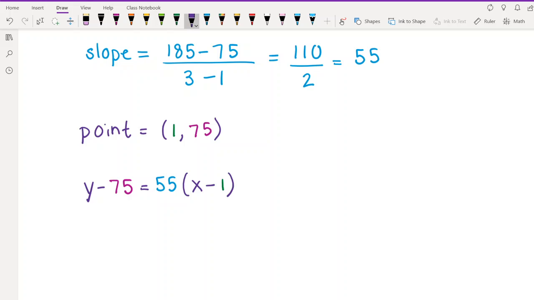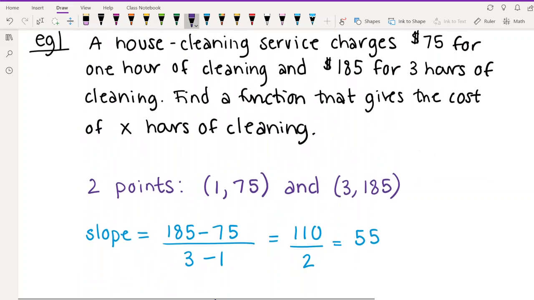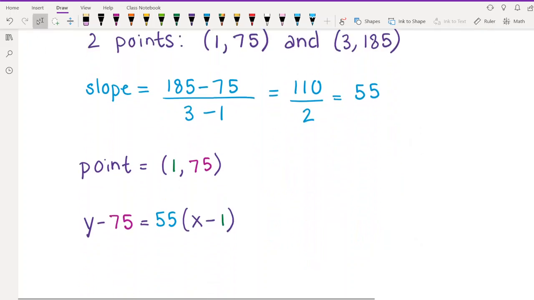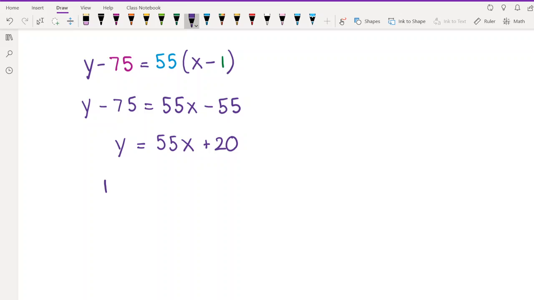And so this problem specifically asked us to write a function. So that means that we want to actually solve this equation for y and put it into function notation. So let's start by distributing the 55. And now we can add 75 to both sides. And so if we add 75 to negative 55, we're going to get 20. And so that means that our function is f of x is equal to 55x plus 20.